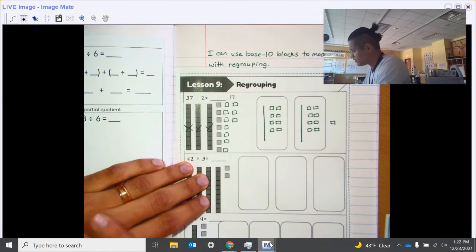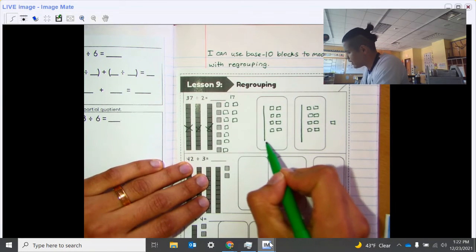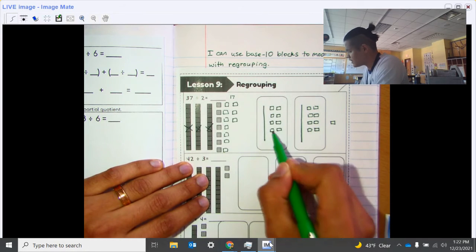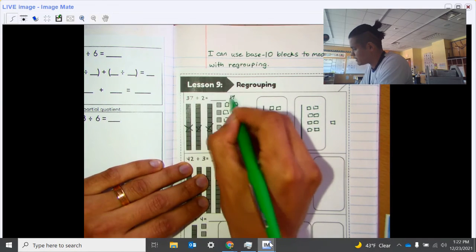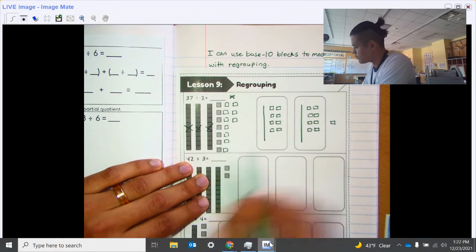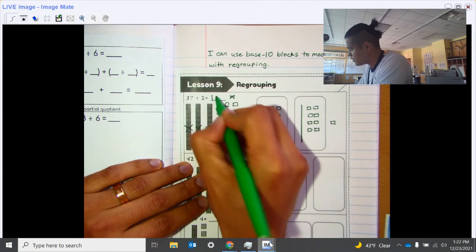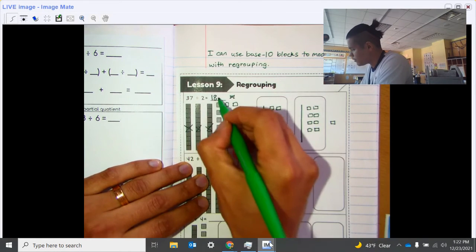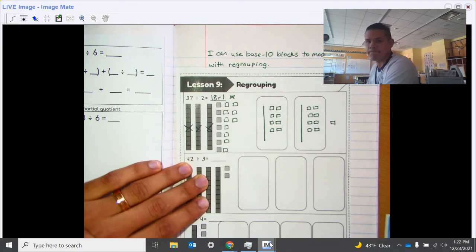So 37 divided by 2, let's take a look at how many are in each group. I have 10, 11, 12, 13, 14, 15, 16, 17, and 18. And let me cross that out so it doesn't confuse you. Okay, so we have 18 in each one of these groups. All right, the same number here. And there's one left over, so I'll write remainder 1.